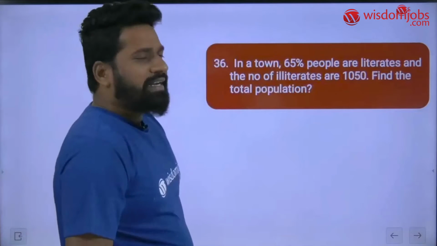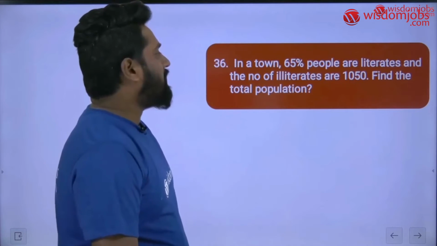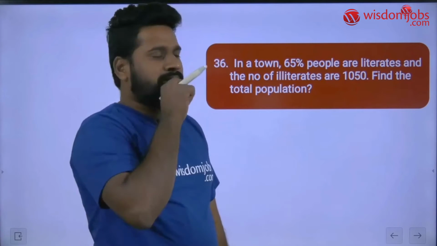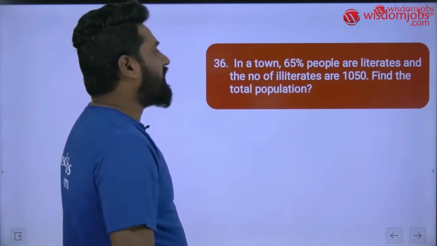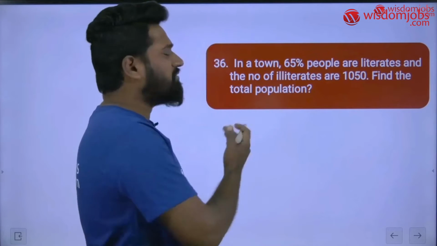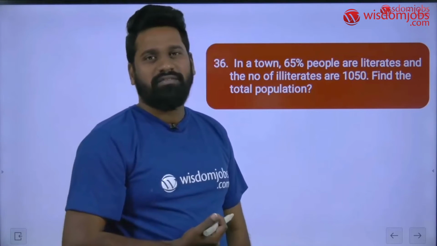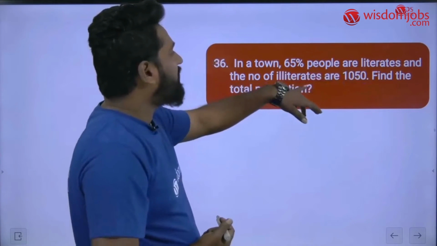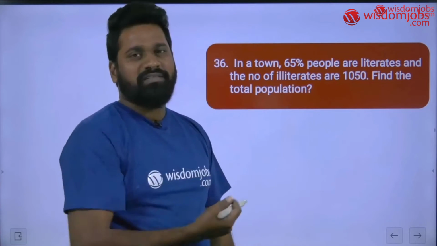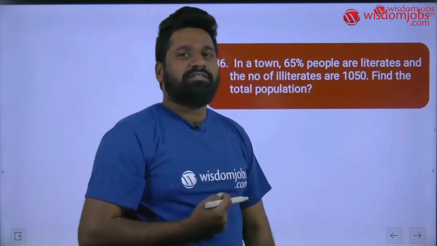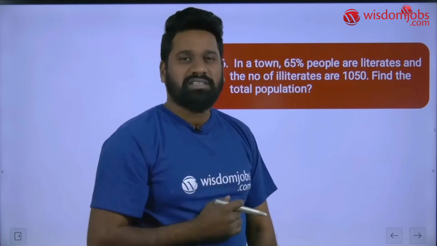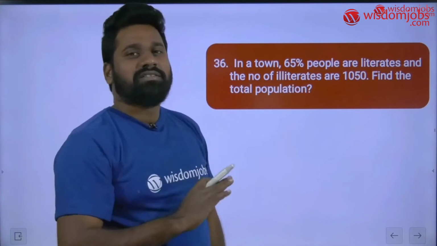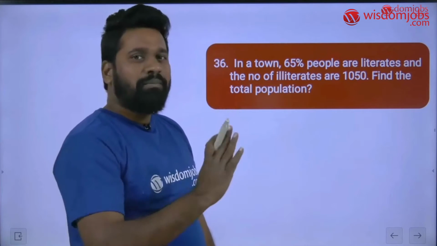Right. So in a town, 65% people are literates and the number of illiterates is 1050. Find the total population. So this question, if you observe, is the same thing again. Is it clear, all of you? Opposite is given again. So percentage of boys and number of girls was given. Percentage of expenditure and number of savings rupees was given. Opposite thing is given, right?